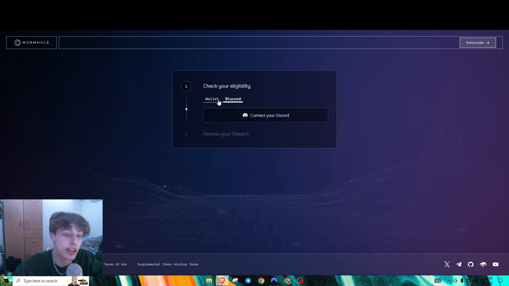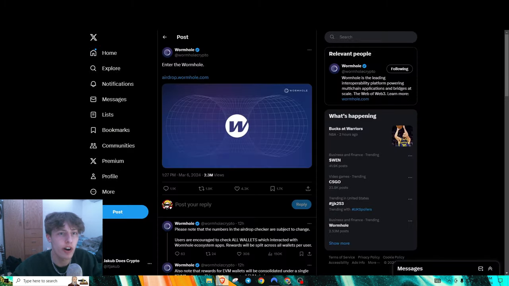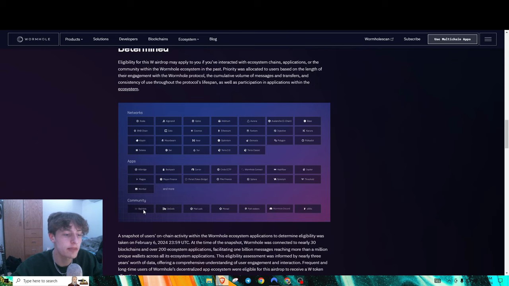You could also connect your Discord. I do not know if there's a checker yet for that. Over here, you could see Bad Kids, DE Gods, Mad Lads. All those NFT collections do end up getting an allocation. And I think for Bad Kids, they got like a 16,000 token allocation. So if you have one of those NFTs, you're definitely printing here.